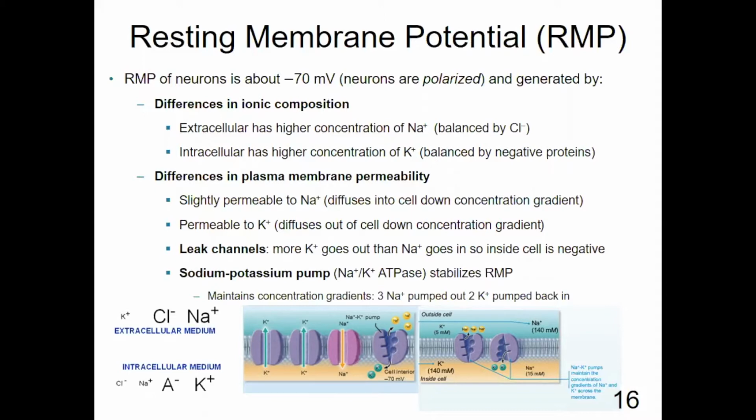The second contributing factor to the resting membrane potential of neurons is the difference in permeability. So the cell membrane, we know, does not allow ions to flow directly across. Ions need to utilize ion channels. So the neuron can control the permeability of the cell membrane to these ions by controlling the permeability of these ion channels.